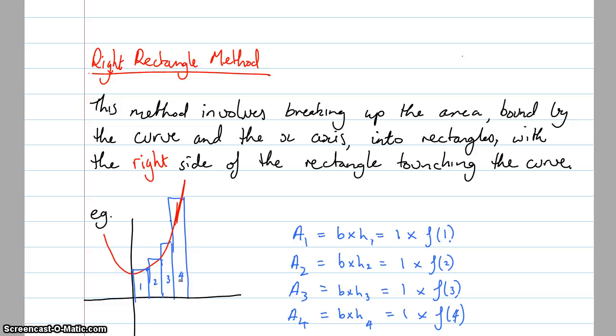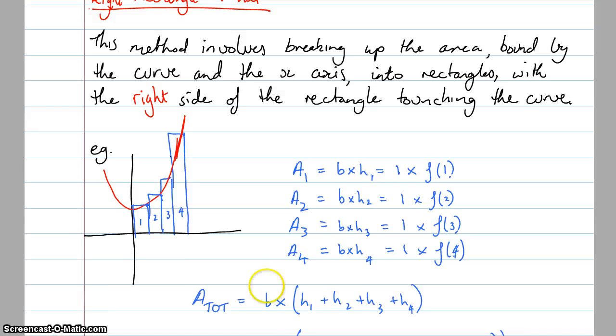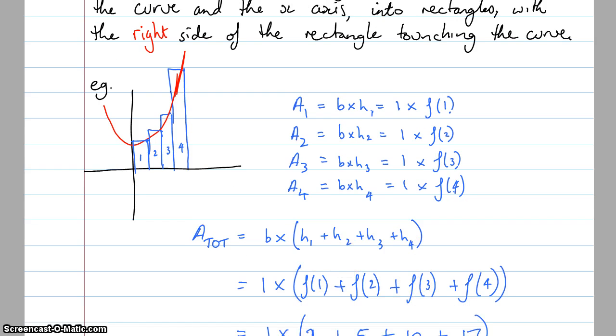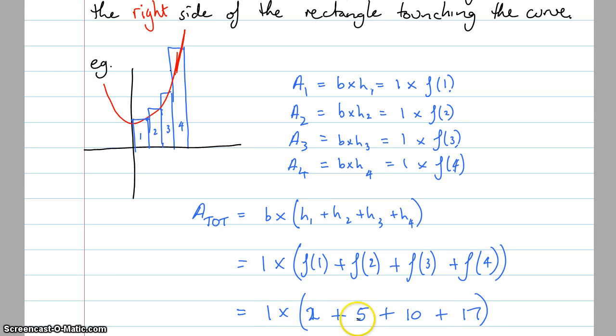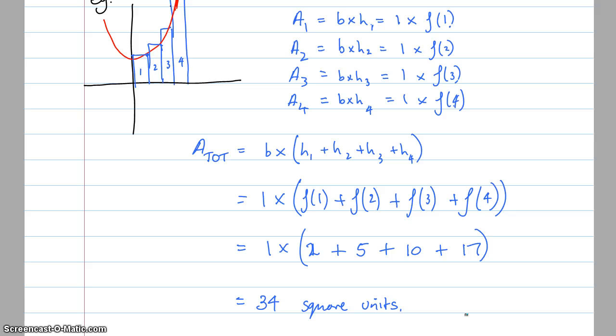Okay, so I'll just continue back along with this one. For this one, I get my base times all of the heights together, and the heights just end up being F1, F2, F3, F4, and I've already worked out some of those already, but it ends up being 2 plus 5 plus 10 plus 17, which ends up being 34 square units.